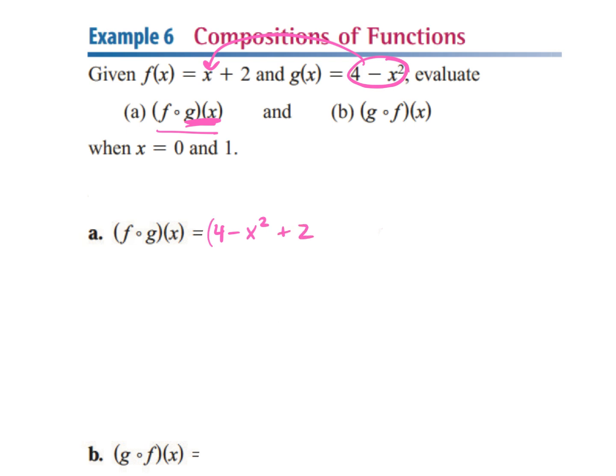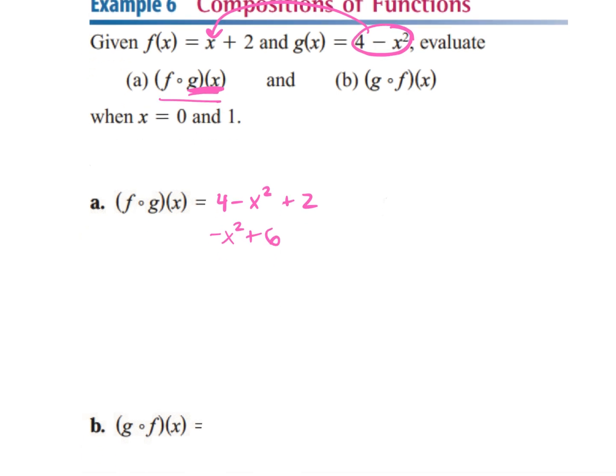If it helps, you can plug it in with parentheses here, but here we're just adding. If it's being multiplied to something, make sure you plug it in with parentheses. From here, we want to combine our like terms. So we have negative x squared plus 6.